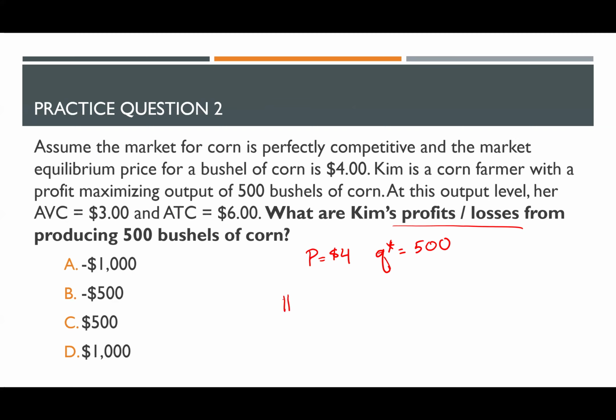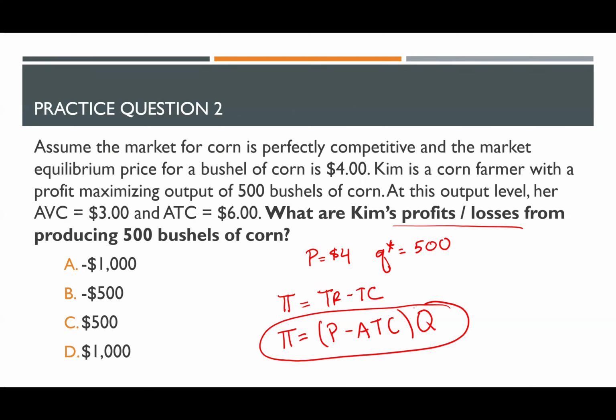So recall what our profit function is, right? We have total revenue minus total cost, or the one that I said is going to be much more useful, right? Price minus average total cost times output. So in these givens, we have everything we need to solve for her profits using the second formula. All right, so we're going to substitute for our given values.